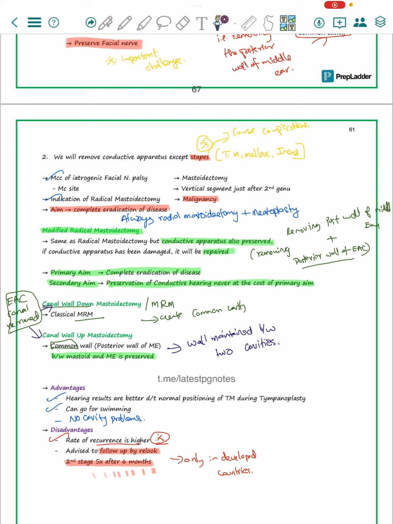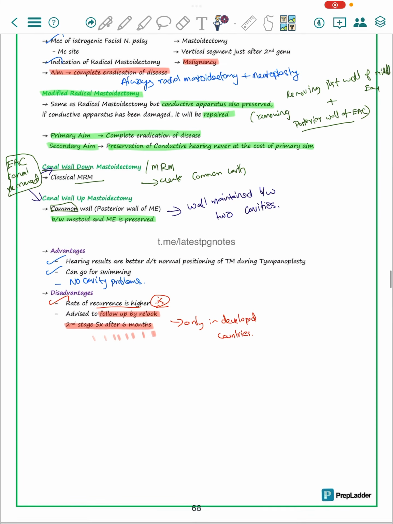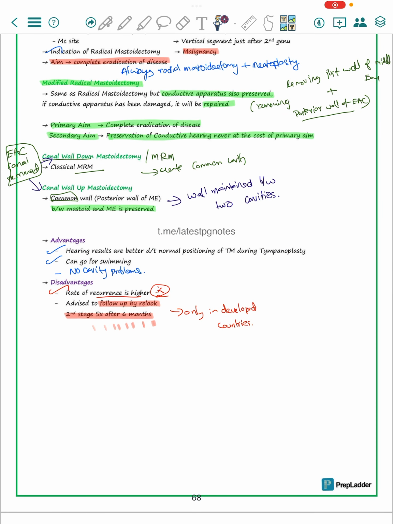Canal wall down is not the same as the modified radical mastoidectomy. A common cavity is created, but the conductive apparatus is preserved, whereas in canal wall up mastoidectomy the common wall, that is the posterior wall of the middle ear, is preserved between the mastoid and middle ear. Okay guys, the advantage of canal wall up mastoidectomy is that hearing results are better due to normal positioning of the tympanic membrane. Due to the common wall, we can easily position the tympanic membrane, so it is useful for hearing results.